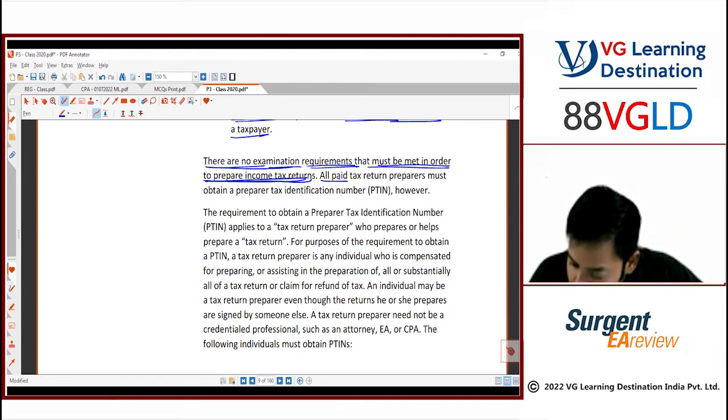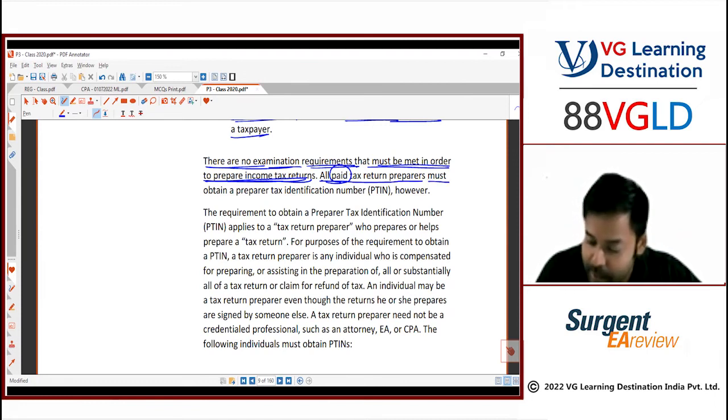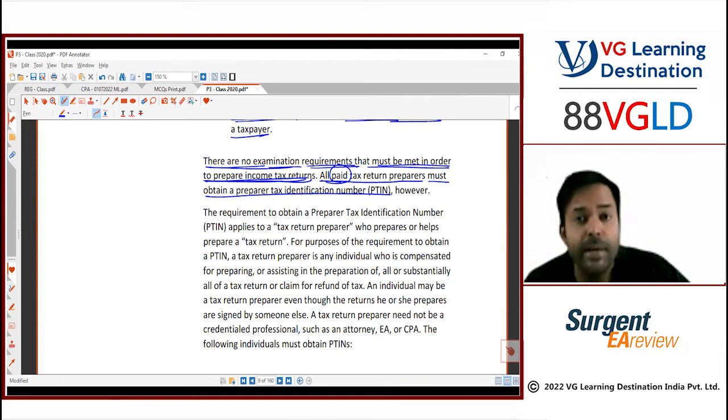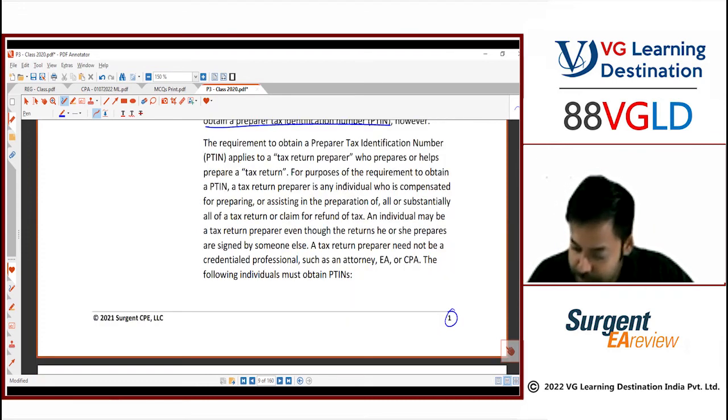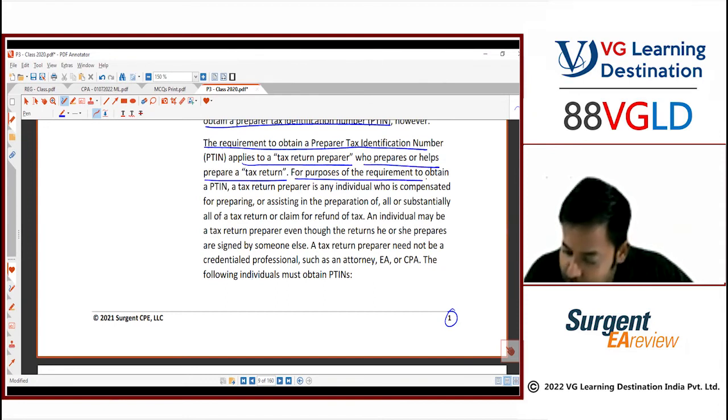An important point here: all paid tax return preparers must obtain the PTIN, right? So anyone who is filing it and doing it for a paid purpose needs to get the PTIN in this case. The requirement to obtain the PTIN applies to the TRP who prepares or helps prepare the tax return. For the purpose of the requirement to obtain the PTIN, the tax return preparer is any individual who is compensated. So when we say paid, it is someone who is compensated for preparing or assisting in the preparation of all or substantially all of a tax return or a claim for refund.